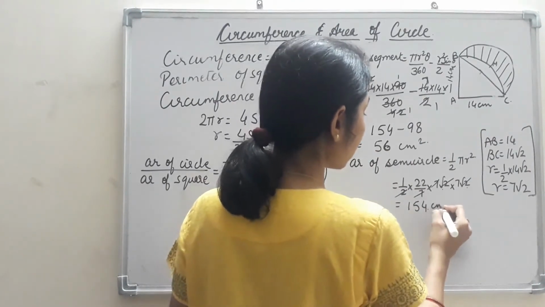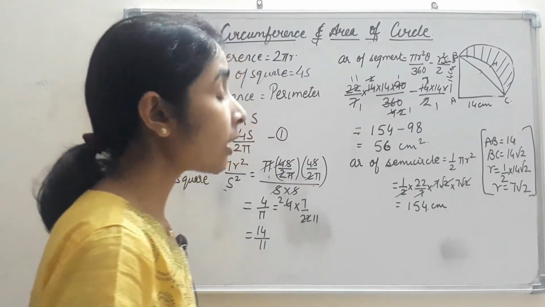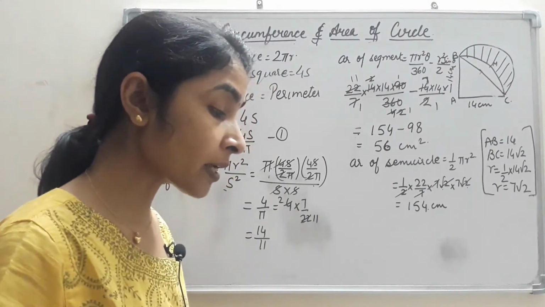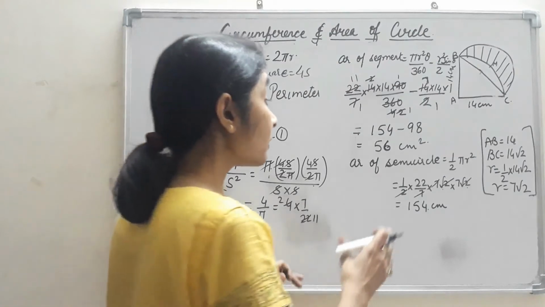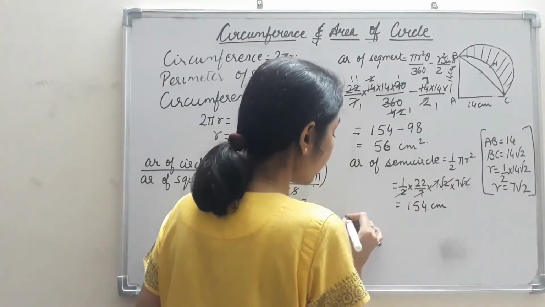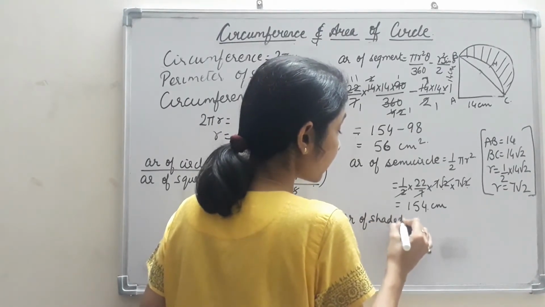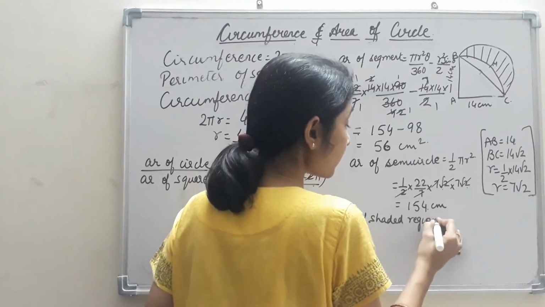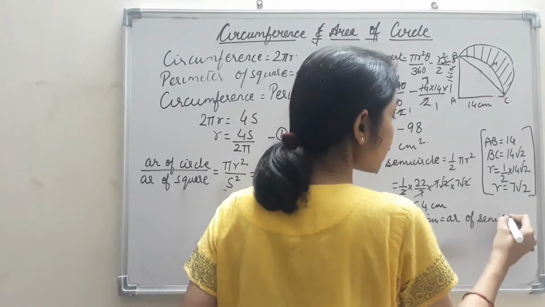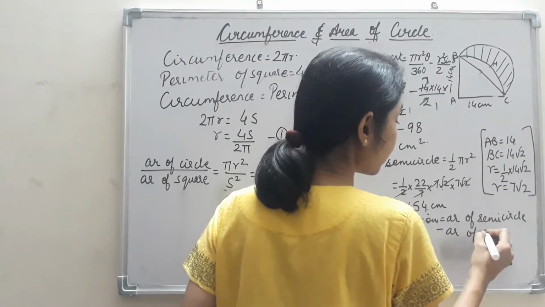Now we are supposed to calculate the area of the shaded region. So what will be the area of the shaded region? We are supposed to subtract the area of this segment from the area of this semicircle. So the area of the shaded region is equal to the area of the semicircle minus the area of the segment.